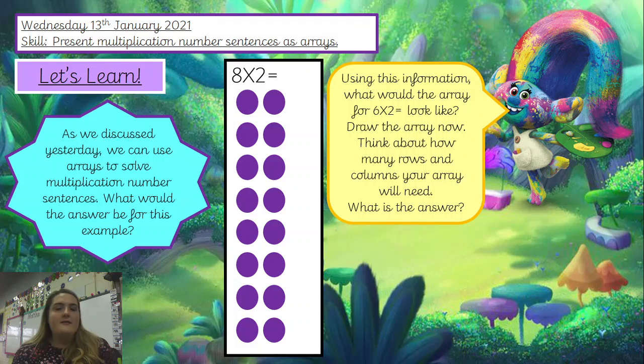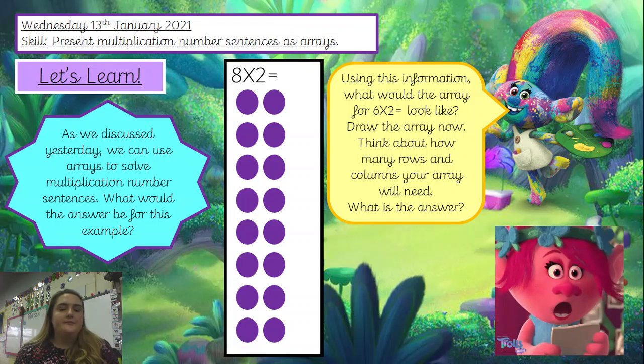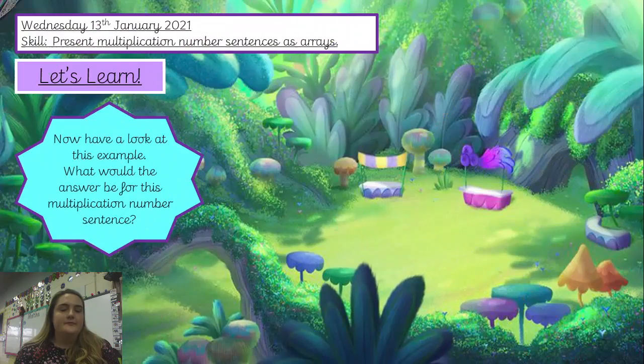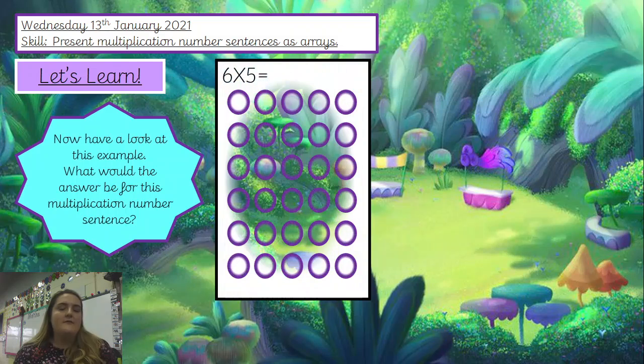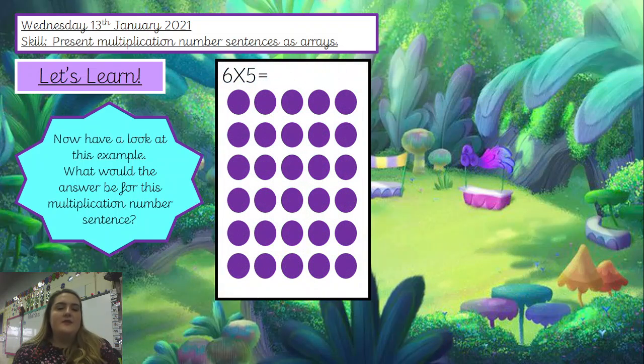Okay, the answer to 6 times 2 equals 12. So give yourself a tick if you have got 6 times 2 equals 12. Going to have a look at another example now. We're going to move on to the 5 times tables. This one then shows 6 times 5, and we've got the array that shows 6 times 5. I would like you to pause the video and find the answer by counting all of the dots. Off you go.